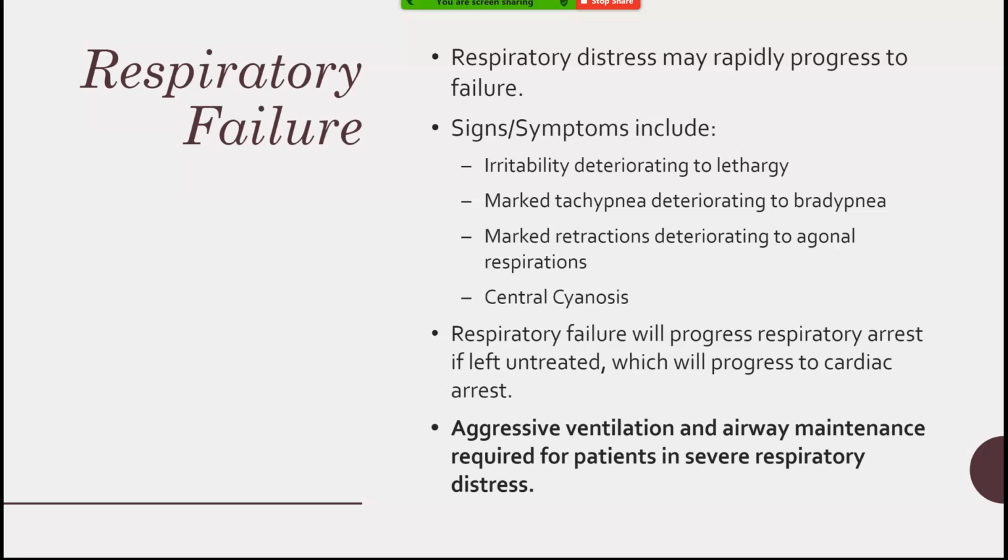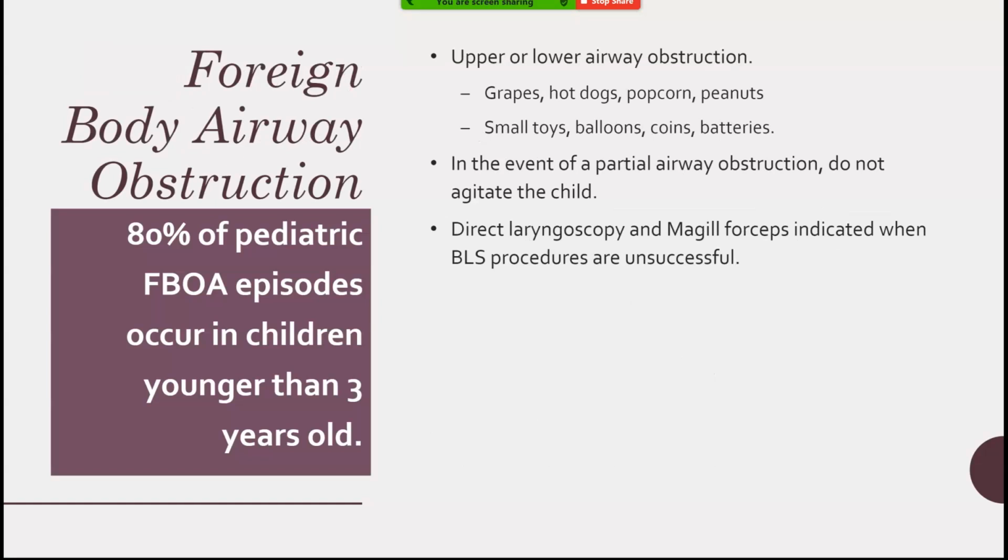Okay? Aggressive ventilation and airway maintenance, right? So suctioning, airway positioning is essential, okay? Even a mild respiratory distress, okay? Don't let it progress to severe respiratory distress. If you can give them oxygen, if you can help them sit in a position that's going to allow them to breathe better, then you need to do that, okay? Again, not significantly different than helping position an adult, but you have to be a little more proactive in the situation.